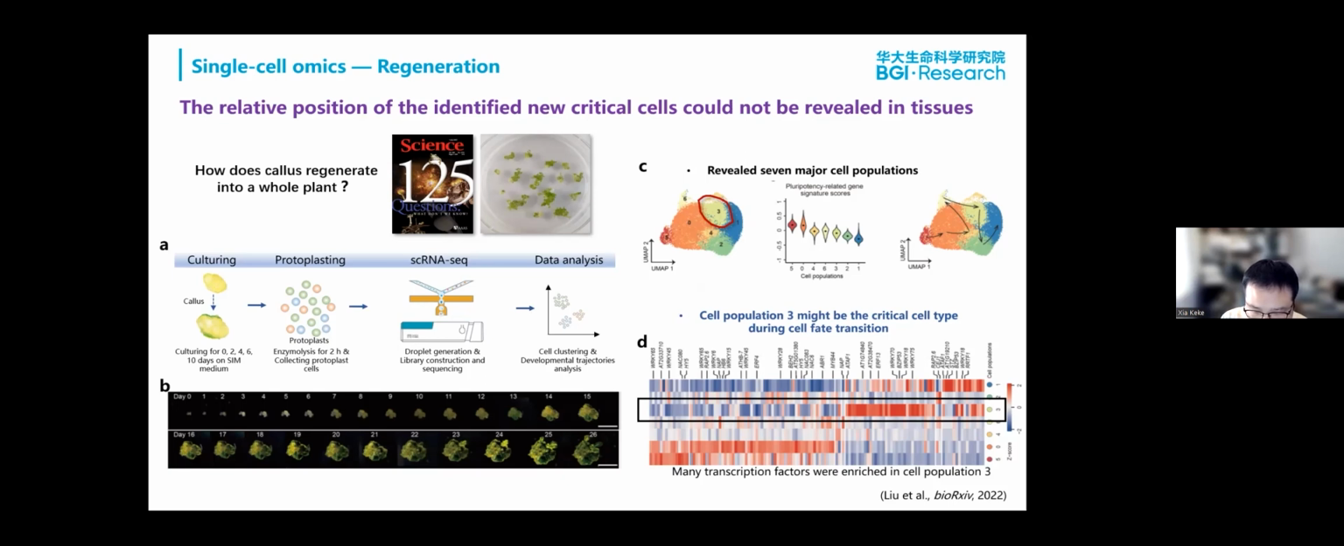First, analysis revealed that regeneration related genes were significantly expressed in cell population 3. And many transcription factors were enriched in cell population 3, indicating that cell population 3 might be an important stage of cell phase transition. And it's interesting, and it brings us to the next question: where are these cells distributed in callus tissues?